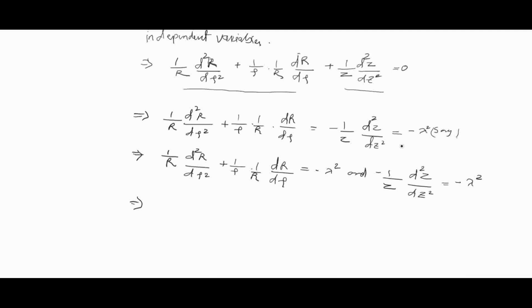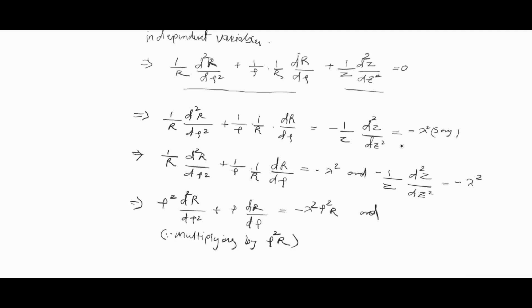Let us now simplify the equations. In order to simplify this equation, we multiply the whole equation by ρ²R. So ρ²R cancels, and we will get ρ² d²R/dρ² plus ρ dR/dρ, and here minus lambda squared, multiplied by ρ²R, so ρ²R. We obtained this by multiplying by ρ²R.